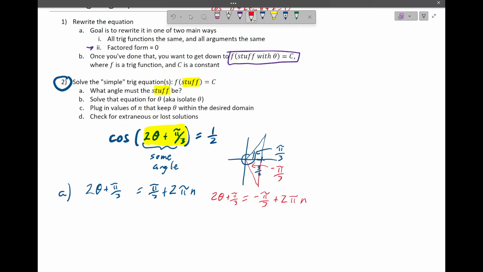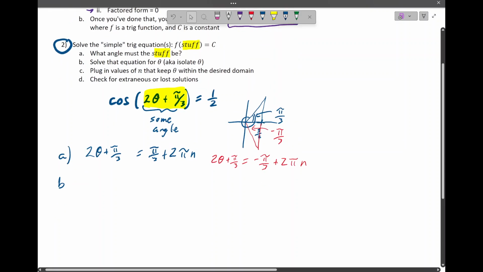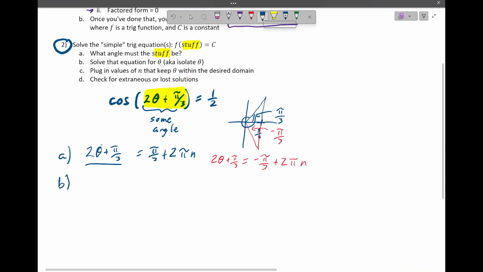Fantastic. Now, again, solving the equation means find the value of theta, not 2 theta plus pi over 3. So now we'll just isolate that theta. Okay, so that's going to look like this. It's going to be the exact same process in both of them, because the way you're solving for theta is exactly the same. So we're going to subtract pi over 3 and then divide by 2. I'm going to fast forward this step a little bit, but this will be theta is equal to 0, and then divided by 2 is still 0, plus 1 pi n.